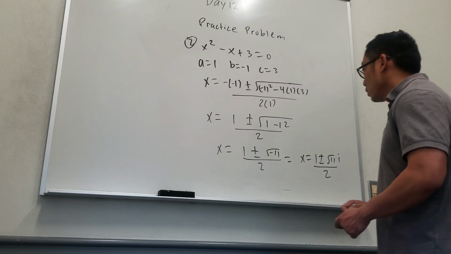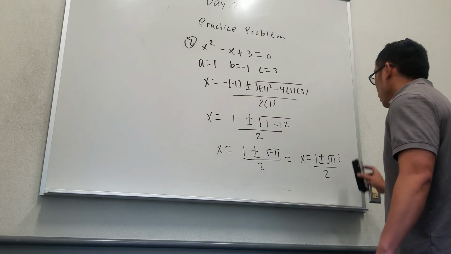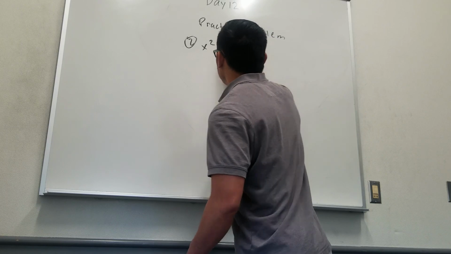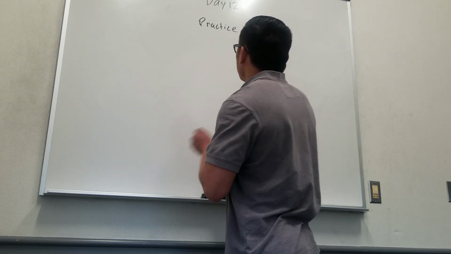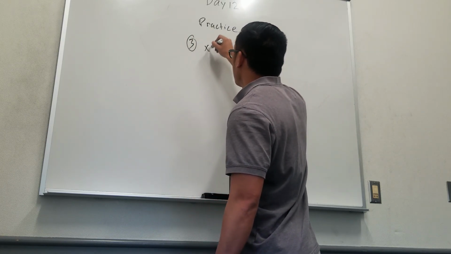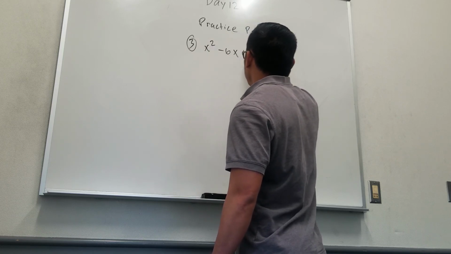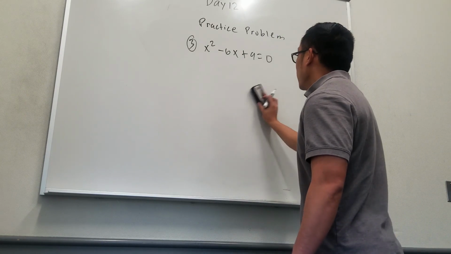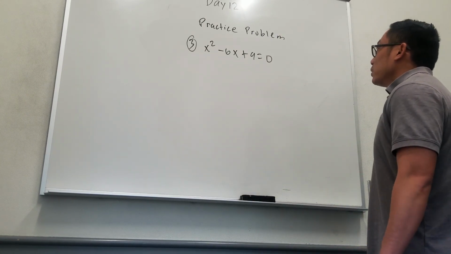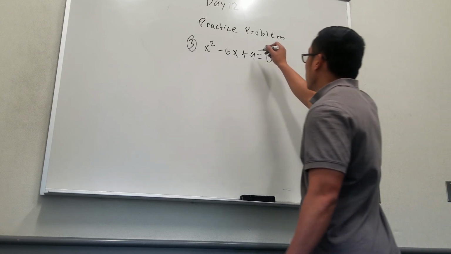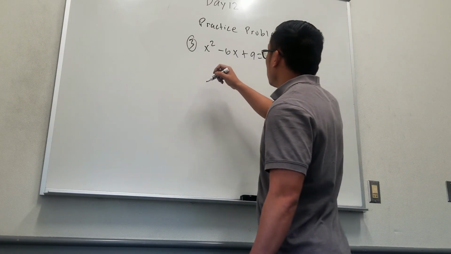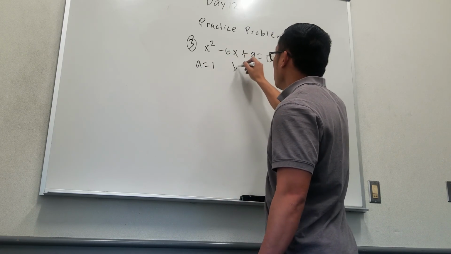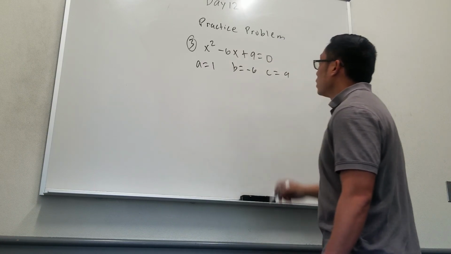So number 3. 3x squared minus 6x plus 9, right? I'm pretty sure that's what I wrote. If not, this is a different problem, okay? I don't know, we just do this. Pause the video if you haven't tried it. A equals 1, B equals negative 6, C equals 9, right?